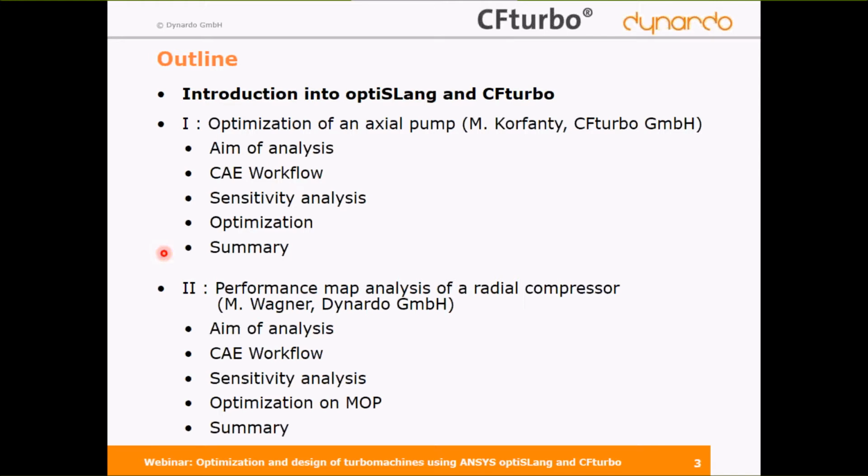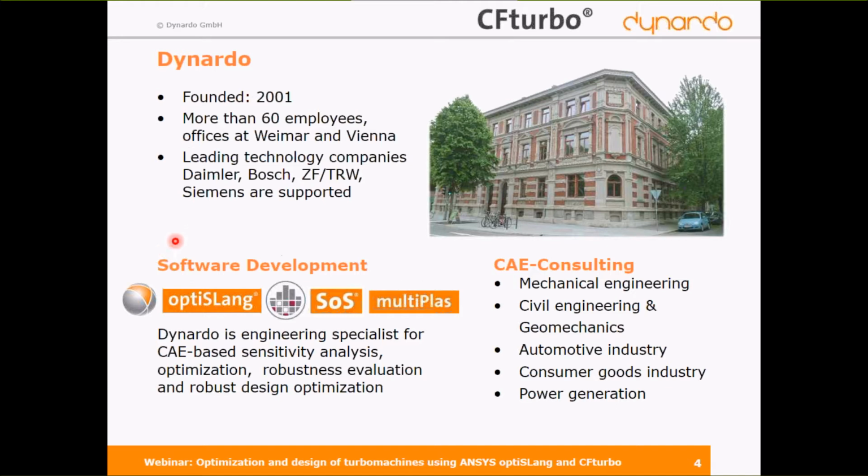So now let's directly start with the introduction into Dynado and optiSLang. Dynado was founded in 2001 and has now more than 60 employees. It has two offices in Weimar and in Vienna. Here you can see the office in Weimar, and it supports companies with leading technologies like Daimler, Bosch, Siemens, and so on.